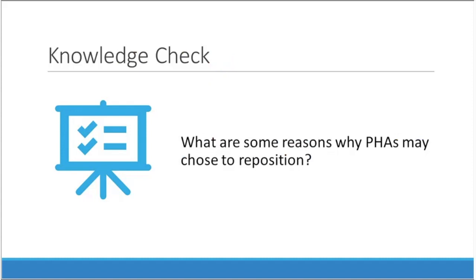Before we get into the specifics of today, we're going to revisit a couple of things that we talked about at our prior session. We'll be doing one of our knowledge checks, and we'll click through these quickly just to make sure folks are grounded in the stuff we previously talked about. The first question for the knowledge check today is, what are some of the reasons that a PHA may choose to reposition?